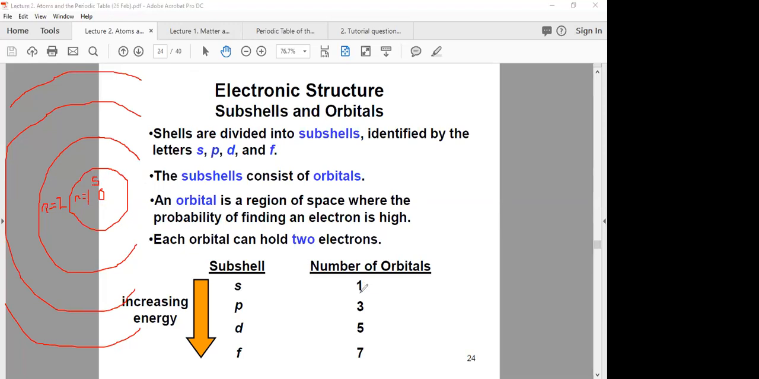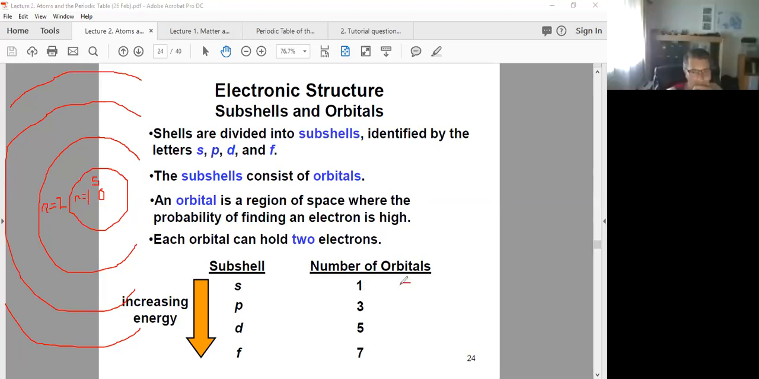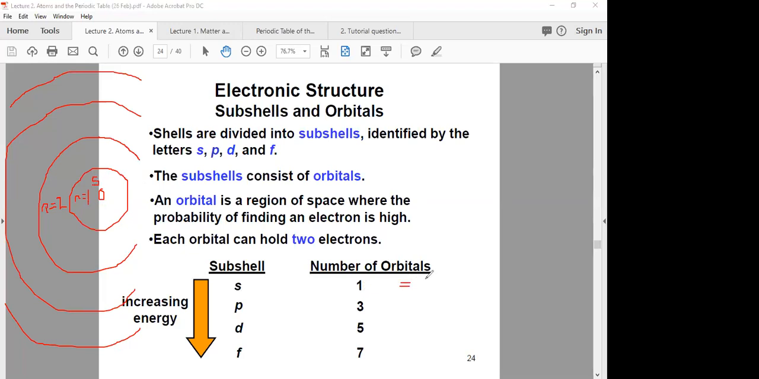Given that each orbital can only contain 2 electrons. So, only 2, yep. Regardless of where the subshell is, the s subshell can only hold 2 electrons. Oh, and by the way, here's the abbreviation for electrons: e with a little negative sign, 2 electrons. All right, let's move on.